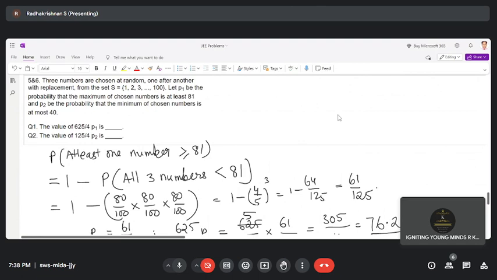29, sir. 29. Okay, I'm not sure. I will have to check that. But good, so you are able to solve it. What about Sonali and Naveen? Let's give 1 or 2 more minutes and then we'll look at the solution. No, 29 is not the correct answer.